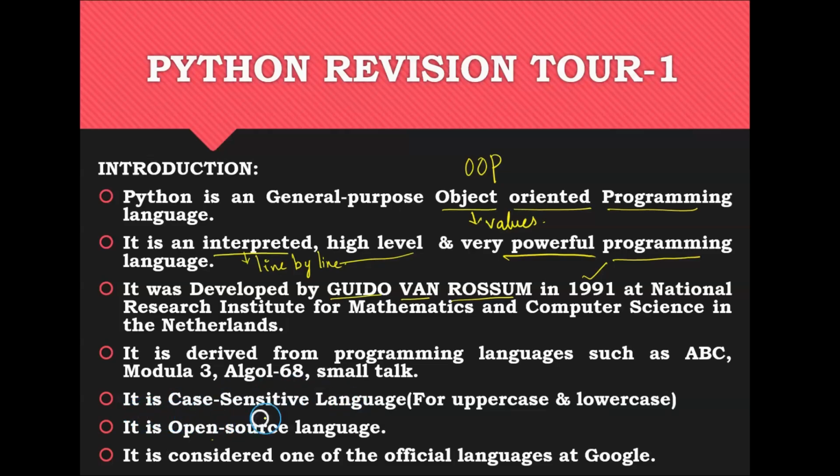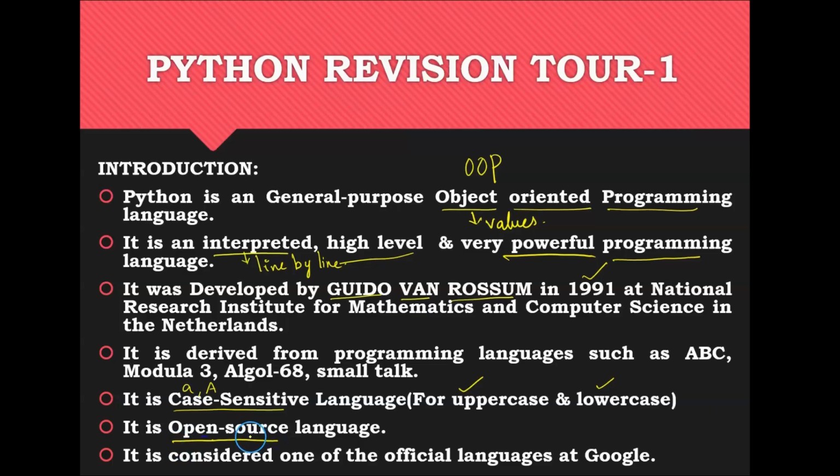So it is a case sensitive language. What does it mean? Case sensitive means for small a there is a different meaning, and for capital A there is another different meaning. So in the case of uppercase and lowercase letters, it is very important to specify the syntax correctly. So that's why it is called a case sensitive language, and it is an open source language.